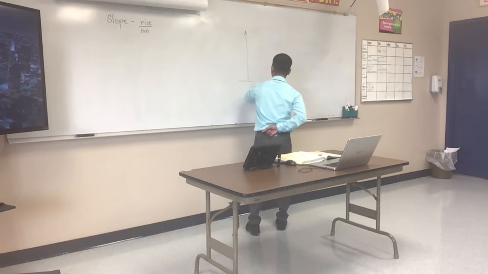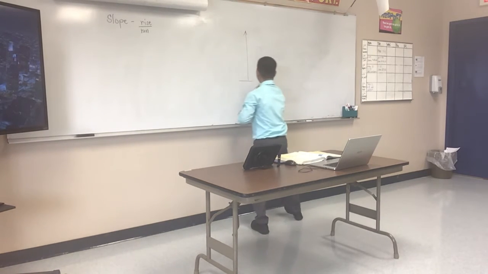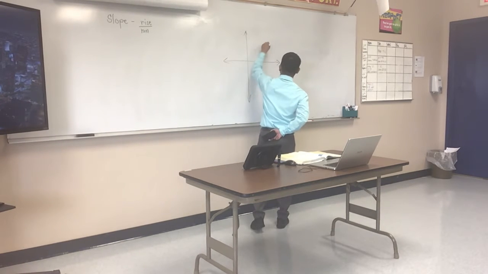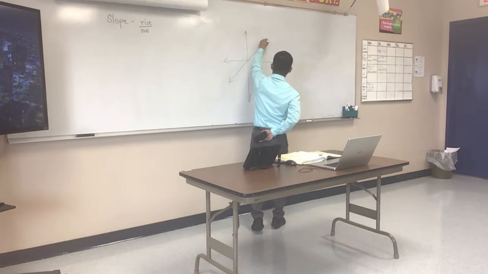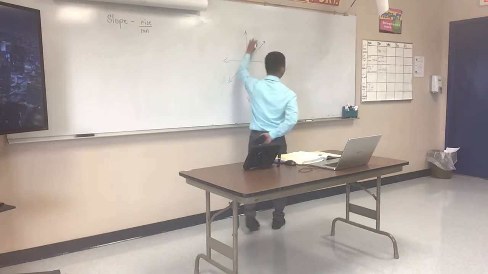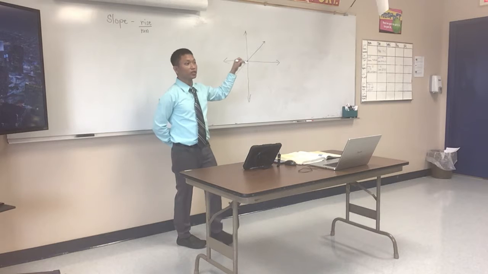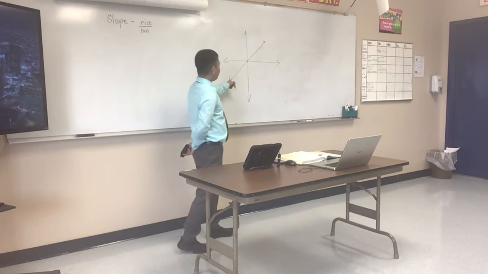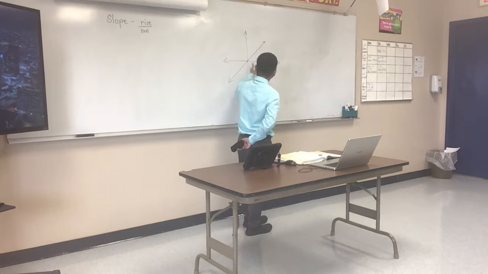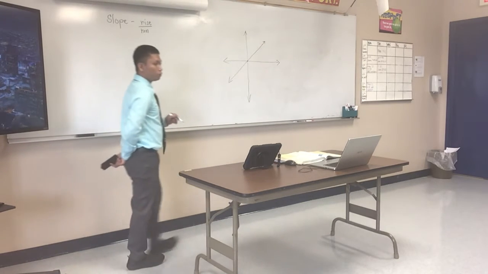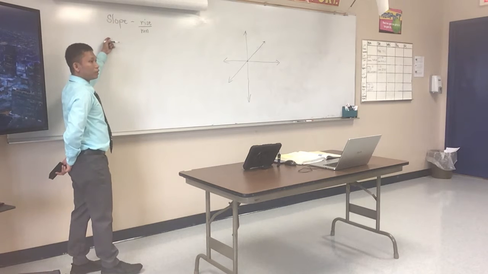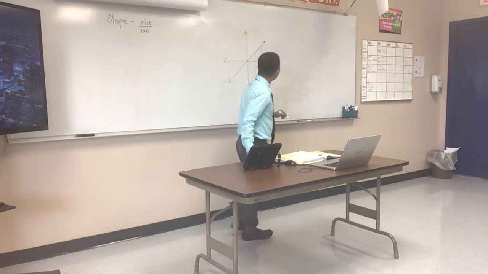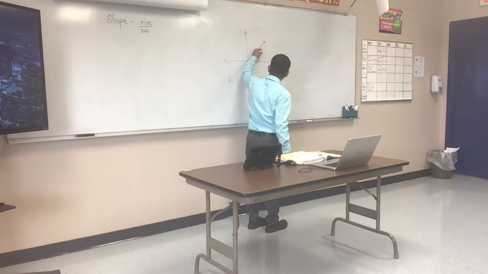For example, we have here an equation of a line. What do you call this one? This is what we call the Cartesian coordinate plane. So we can have, for example, this line. When we are talking about slope, it is the ratio between our rise over run.